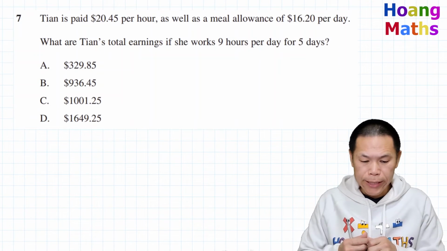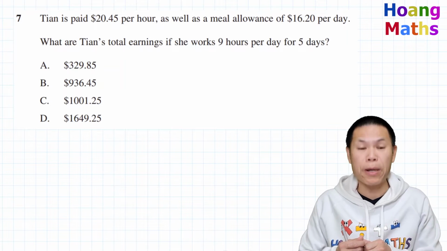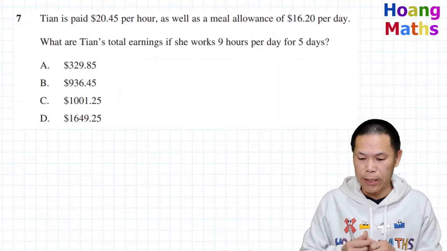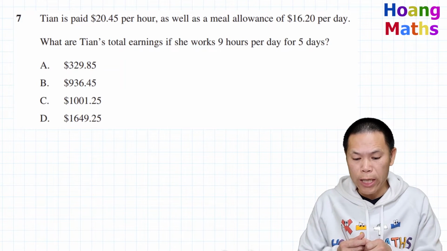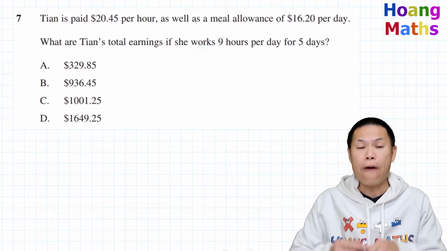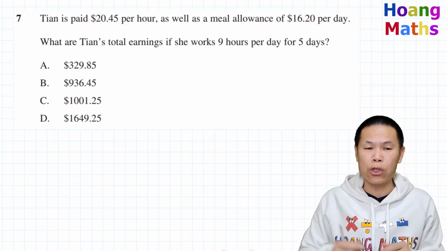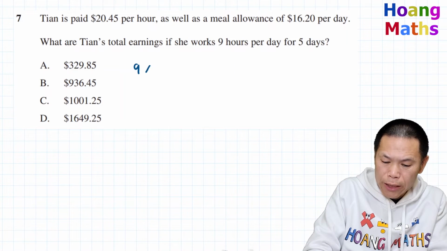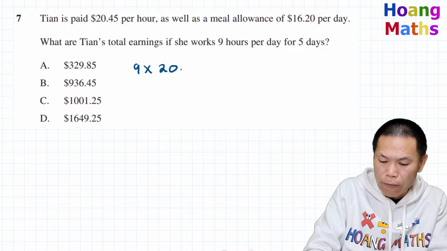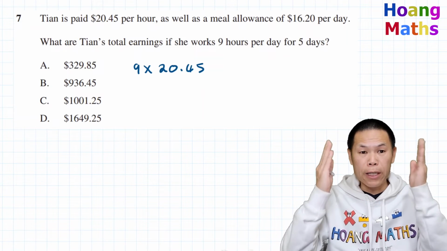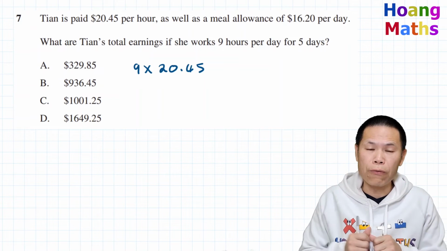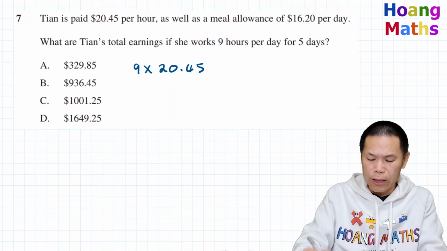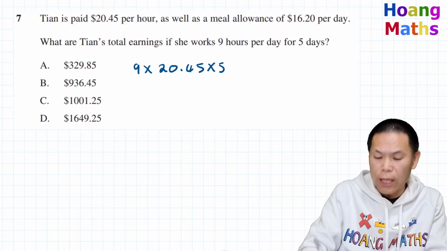Question 7. Tien is paid $20.45 per hour, as well as a meal allowance of $16.20 per day. What are Tien's total earnings if she works 9 hours per day for 5 days? So we know that she works 9 hours a day. So let me just work this out. So we just go 9 times $20.45. So that is per day, because she gets $20.45 per hour, and one day she worked 9 hours. But then she worked for 5 days. So we times by 5. So that's how much she gets.